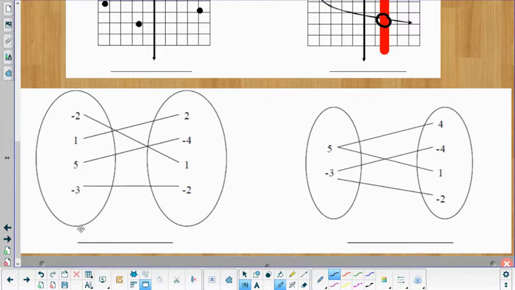Now, the rule with these ones is you can't have 2 lines coming from the same x. See how every x has one single line coming from it? That means that this is a function. Now over here, see how the 5 has 2 lines going to it and the -3 has 2 lines going to it. So this one is not a function. If you are unsure with these ones, you can absolutely write them out as ordered pairs and look at the x values like we did earlier on this page.